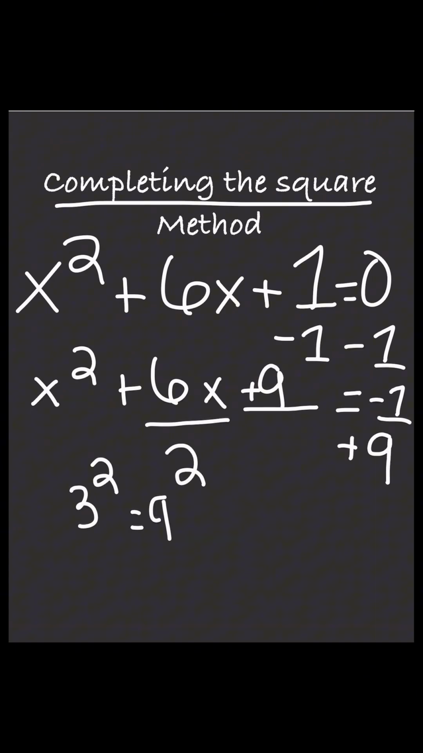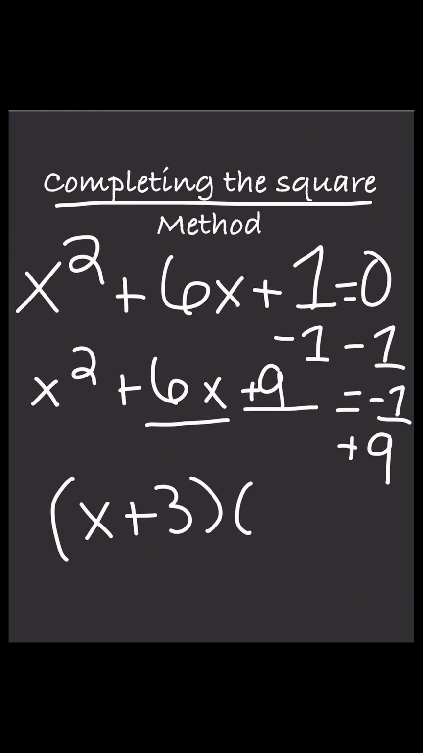Now, whatever you do on the left, you have to do on the right. So you would add 9 on both sides. After you've done that, your b value has served its purpose. It's giving you your c value. So you're going to break apart your a value, which is your x squared, and you're going to break apart your c value, and that's going to give you x plus 3 times x plus 3 is equal to 8, because -1 plus 9 is equal to 8.